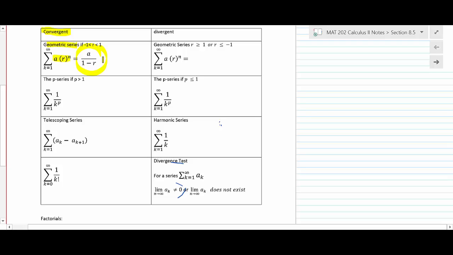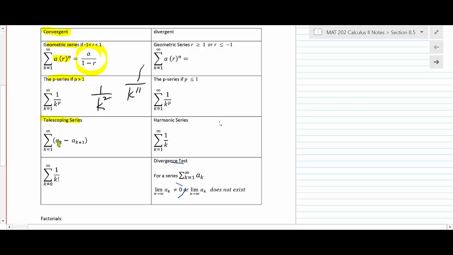If you have a geometric series, you can get the answer by doing a over 1 minus r. Okay, we just learned the p-series. If the p is greater than 1, then it's going to converge. So an example would be if you had 1 over k to the second, that series converges. 1 over k to the 11th, that converges. Real simple.